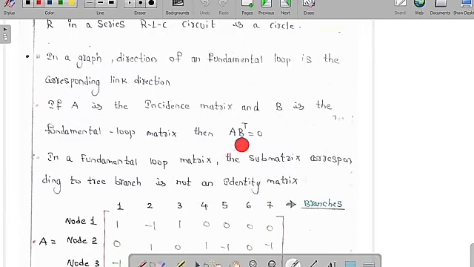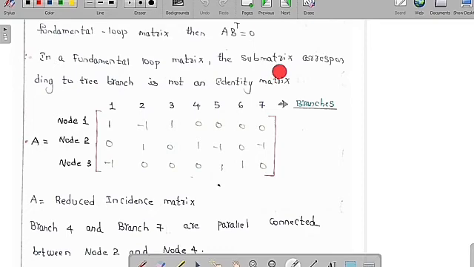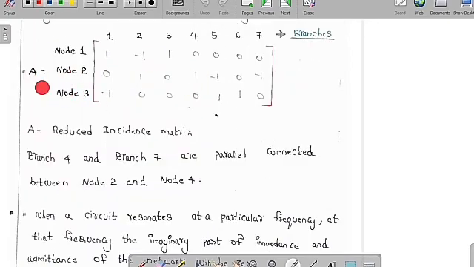In a fundamental loop matrix, the submatrix corresponding to the T branch is not an identity matrix. It's a very important point here. In a fundamental loop matrix, the submatrix corresponding to the T branch is not an identity matrix. What I told you, in the fundamental loop matrix, it may or may not be an identity matrix.